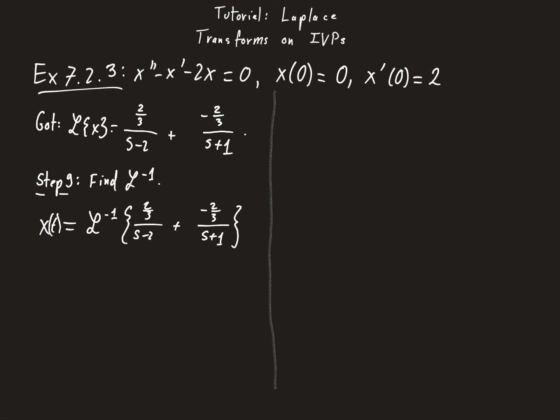But thankfully, the Laplace transform and the inverse transform as well is linear. So we can pull things out and split things up just as we would with the transforms themselves. And get that we have 2/3 of the inverse transform of 1 over s minus 2 minus 2/3 of the inverse transform of 1 over s plus 1. And this is our x of t.